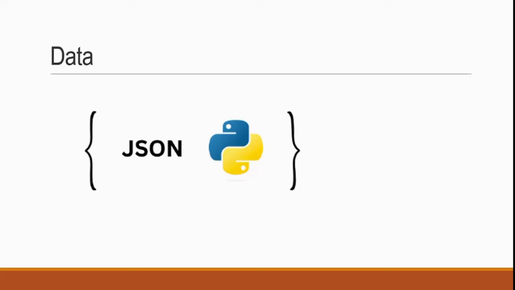Next is data. We follow JSON to send all types of data either from client to server or from server to client. Sometimes we use XML as well. Once we follow this architecture to create an API, we are going to create a REST API.